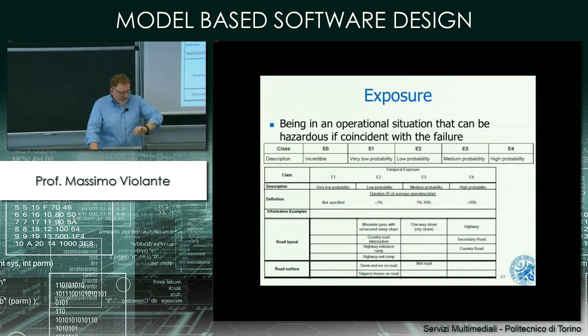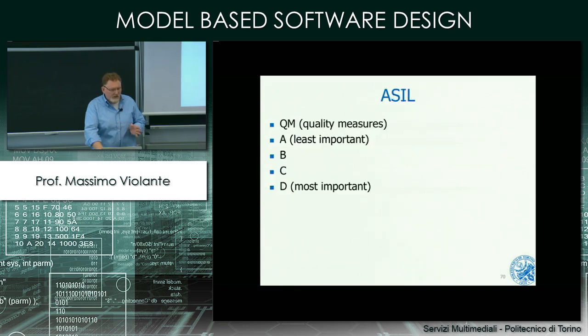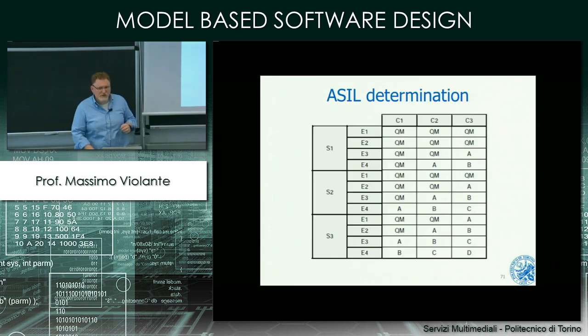So don't forget the big picture. What we have to do here? We define the operational situation, we define hazards, we rank each hazard in terms of severity, exposure, controllability. Then we aggregate this into ASIL, so automotive safety integrity level. How is this integration done? Well, the result will be from QM to D, and the aggregation is done through this table.